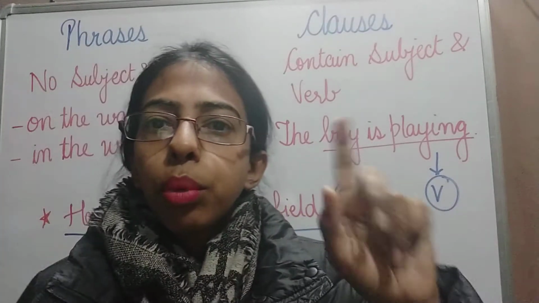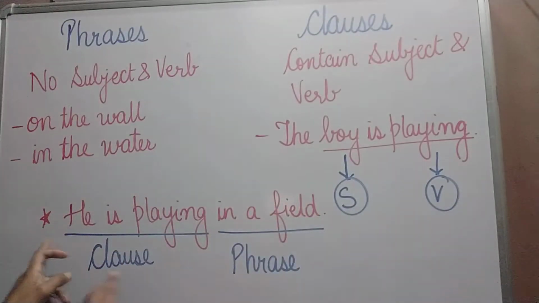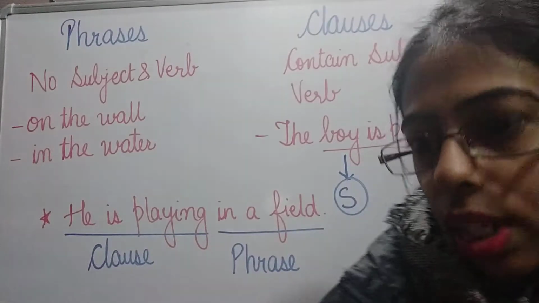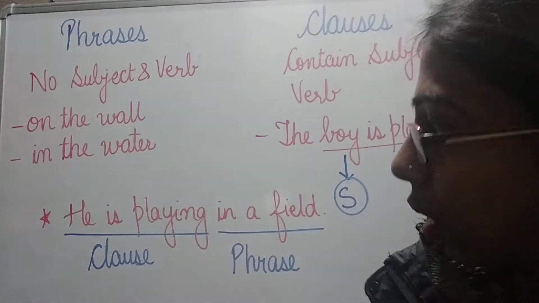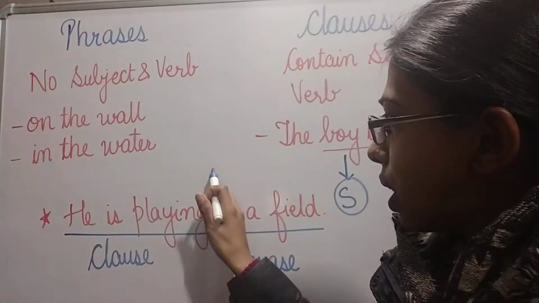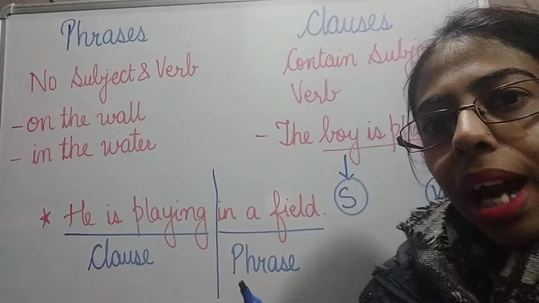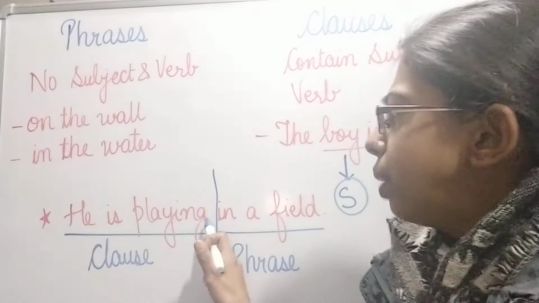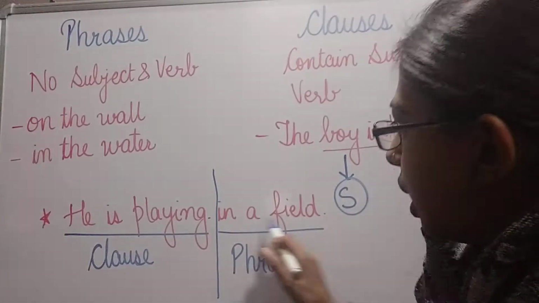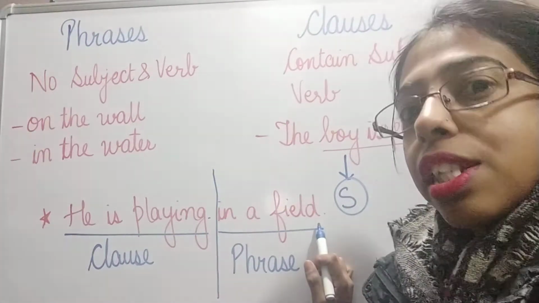Now, I am taking one more example. He is playing in a field. Identify the phrase as well as the clause in this sentence. So, the clause in this sentence will be, he is playing. Because this part of the sentence can stand alone. It is conveying a complete meaning. He is playing. Right?